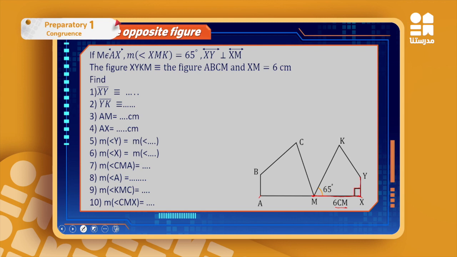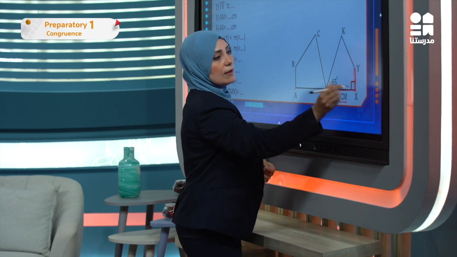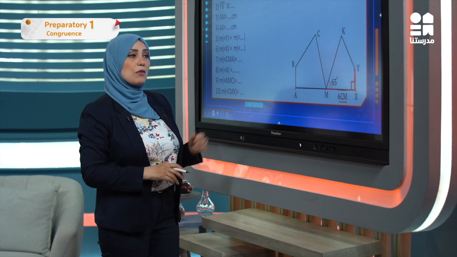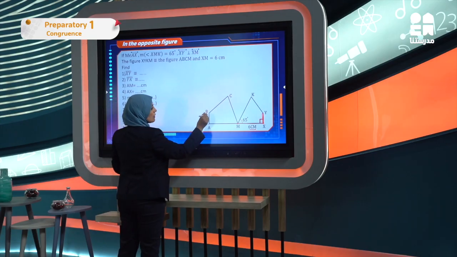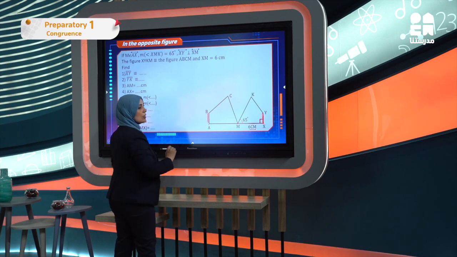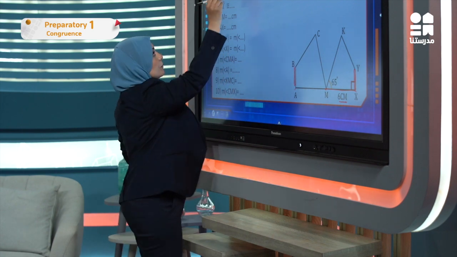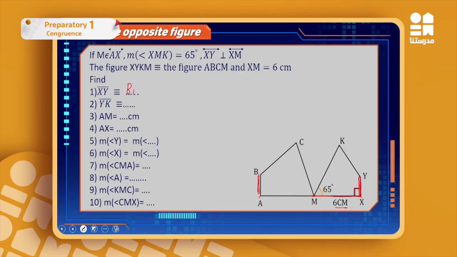First, here we have a line segment. XY is congruent to which one? Let's have a look. XY, where is it? This one. XY is congruent with which side from the other polygon? I think it's clear. This one is equal to it. So XY is congruent with BA. And don't forget to put the sign of the line segment.